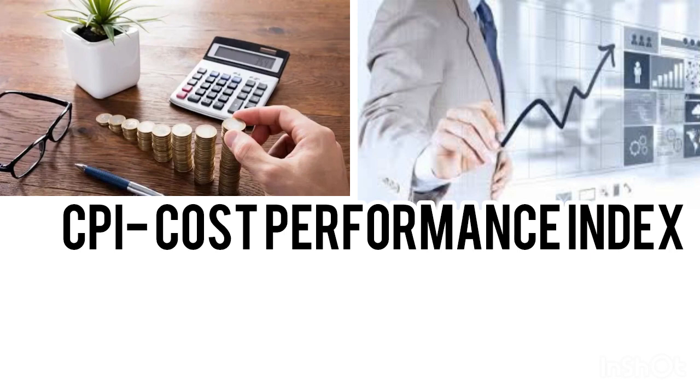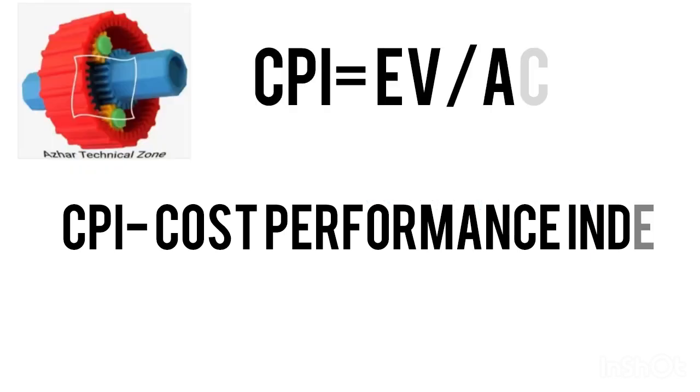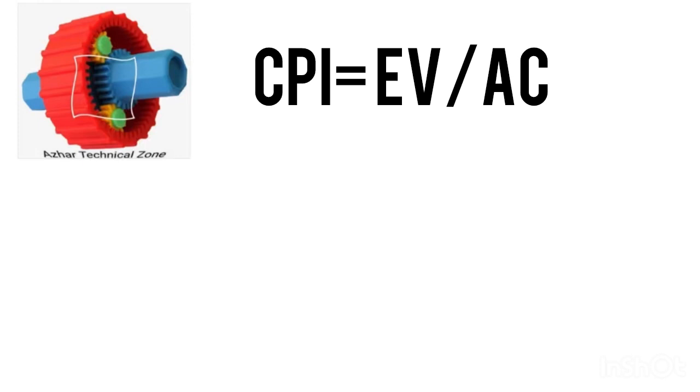If we see the mathematical formula of the CPI, it is earned value divided by actual cost, or EV by AC. EV means earned value and AC is actual cost. What is earned value? Earned value is the cost which we claim monthly to the client based on our actual progress achieved. The progress which we have done in the previous month, we claim on a monthly basis. That value we call earned value.